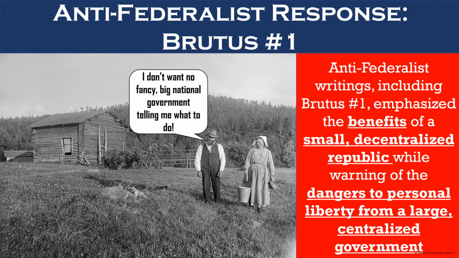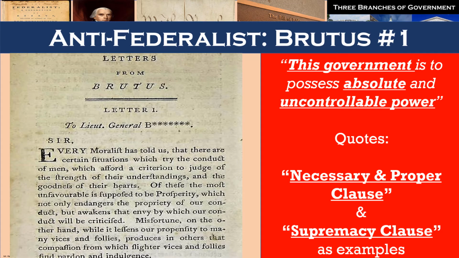However, you also need to know one written by the Anti-Federalists, and that is Brutus number 1. Also a pseudonym, and while there is some debate as to the author, historians believe it was a New York delegate, Robert Yates. In it, Brutus warns about the dangers of a powerful central government. The way the Constitution was written, Brutus argues, would provide the central government with quote-unquote uncontrollable power.